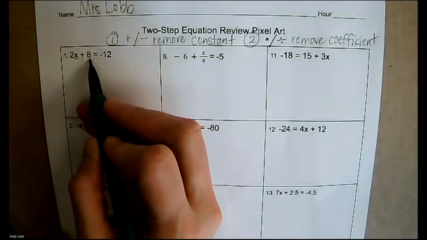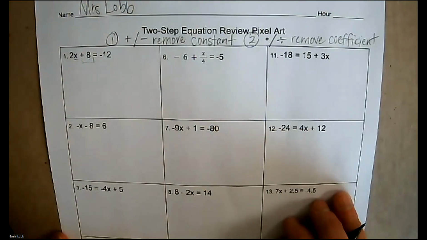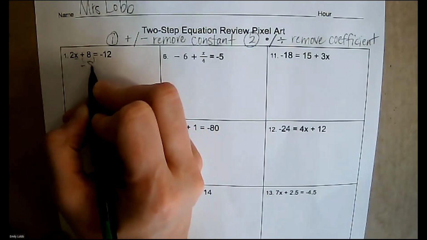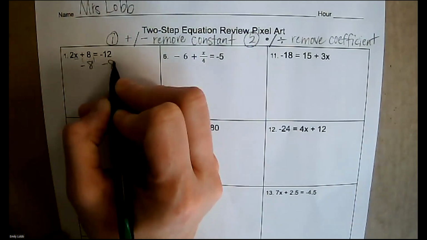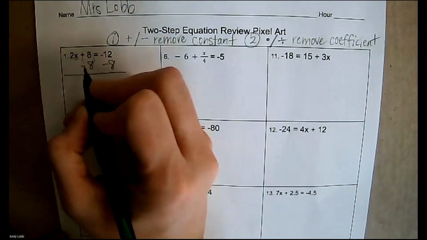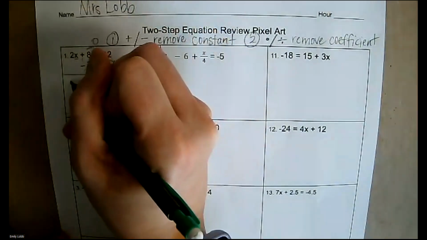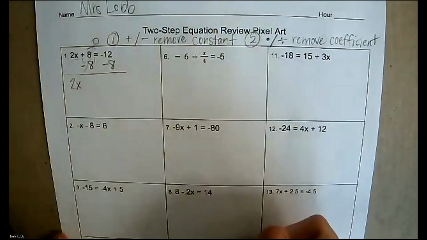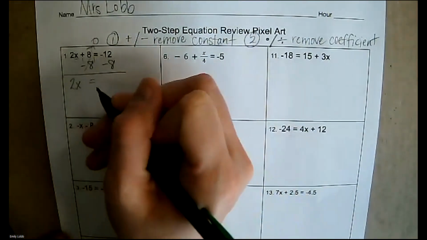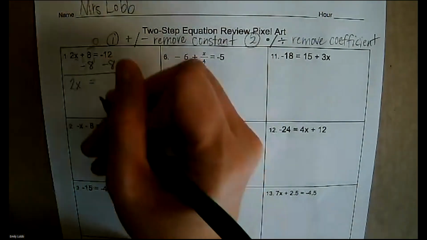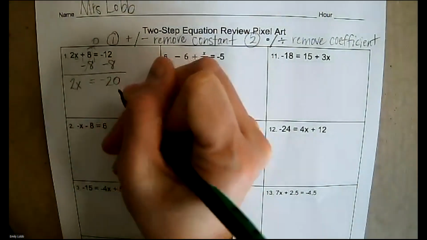All right. How do I get rid of plus 8 on the left? Subtract 8 from both sides, because 8 minus 8 is 0, right? Then I would bring down my variable term, which is 2x. Bring down my equal sign. What's negative 12 minus 8? Negative 20. Good. Our signs are the same, so we find the sum.